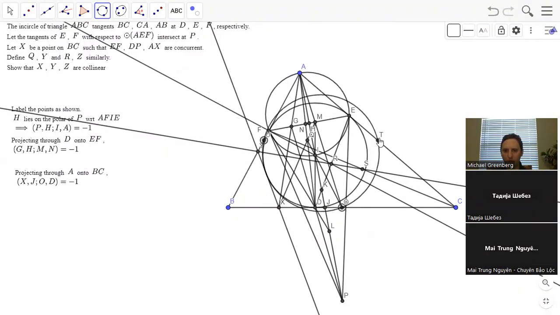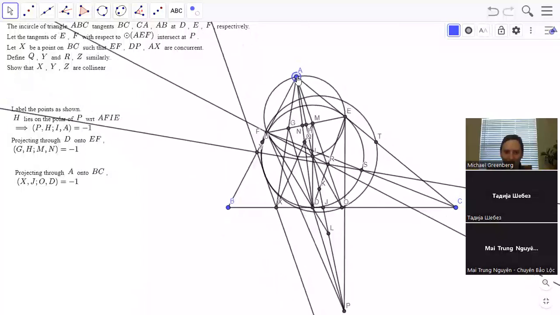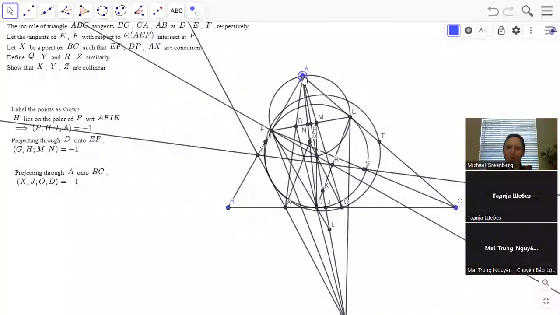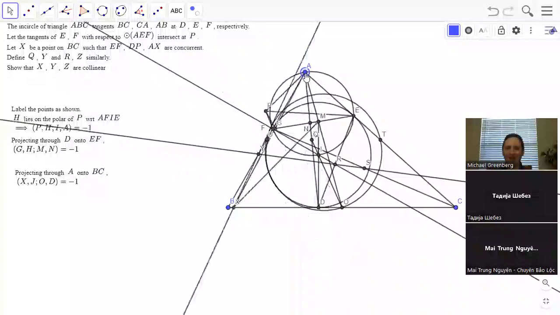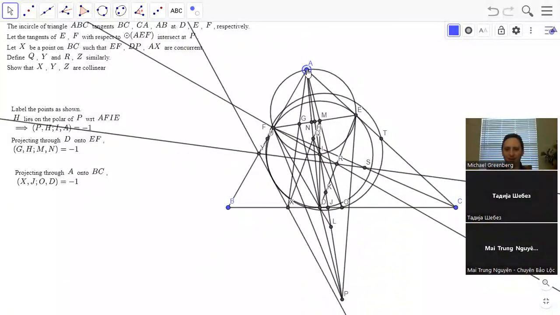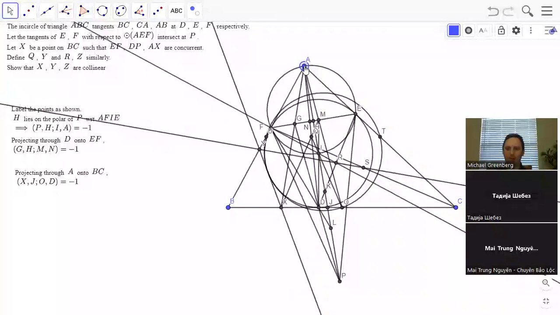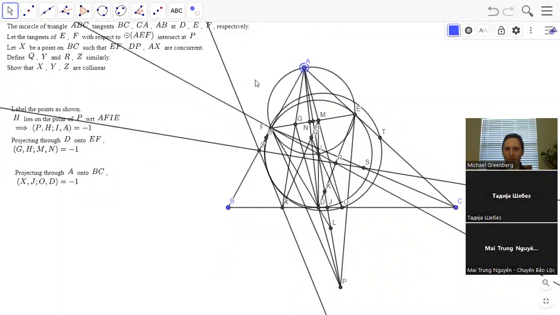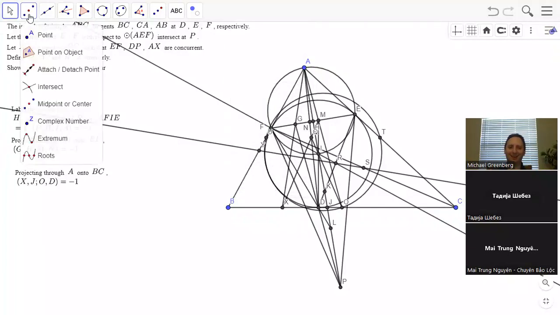Oh, it looks like it is. Yeah, it looks like this line is tangent at the Feuerbach point. That's interesting. I would not have expected that. But yeah, I don't know too much about the Feuerbach point. But that is an interesting piece of information. We must call Serdar right now to help us. He likes it, right?